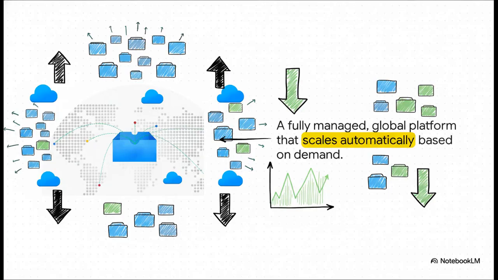And this visual really gets to the heart of it. You just give Cloud Run your container, and it handles everything else. It makes it available across the globe, and this is the magic part. It automatically scales up or down depending on your traffic. So if your app suddenly goes viral, Cloud Run spins up more copies. And when things quiet down, it scales all the way back down, all without you lifting a finger.